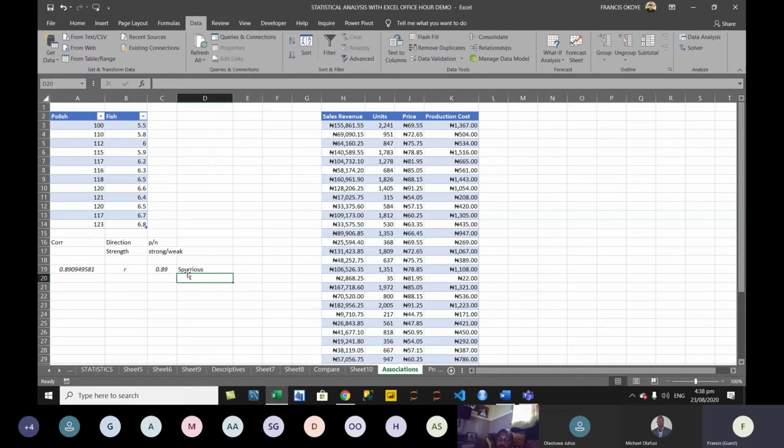So realize that one problem is that correlation does not separate the dependent from the independent variable, which means that if I run fish on polish or polish on fish, it will give me the same result.